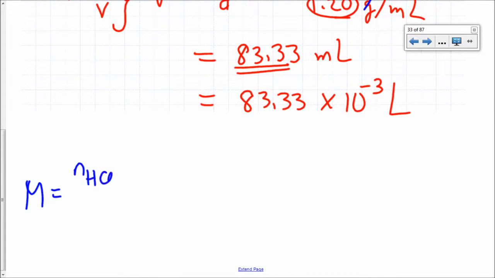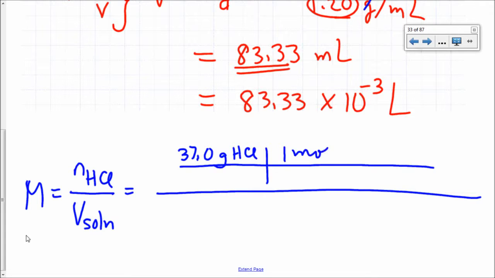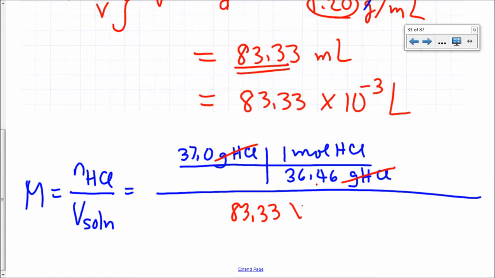Molarity is moles of HCl over volume of solution, right? And what's our moles of HCl? 37.0 grams HCl times 1 mole of HCl. What's the molar mass? You remember? 36.46 grams. So grams HCl cancels out. What's my volume of solution? We already figured it out. It was 83.33 times 10 to the negative third liters.